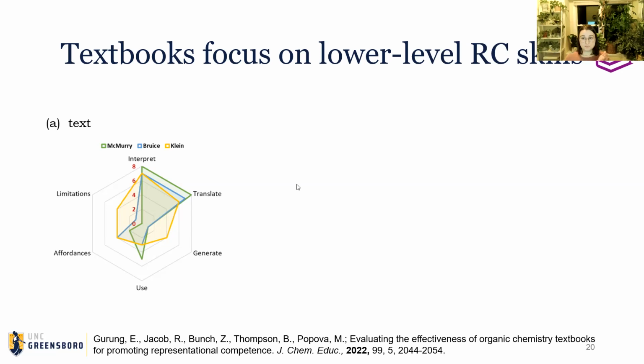Now we can see that the McMurry and Bruice textbooks provide a lot of support for interpreting and translating pretty much all the representations that we were looking at in the text. But there are some gaps right here, and for limitations and affordances, we see some gaps. Klein is associated with more of a rounded shape, meaning that they provide these supports for about half of the representations in text.